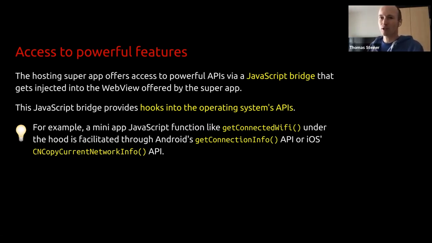And this JavaScript bridge acts as the connection to the host operating system. As an example, if you have a mini app that has a JavaScript function, for example, getConnectedWifi, this under the hood uses Android's getConnectionInfo API or iOS's CNCopyCurrentNetworkInfo APIs. But for the mini app developer, getConnectedWifi is the function that they need to call. It's fully implemented in JavaScript. So there's no Objective-C, no Java, no Kotlin. It's just JavaScript.